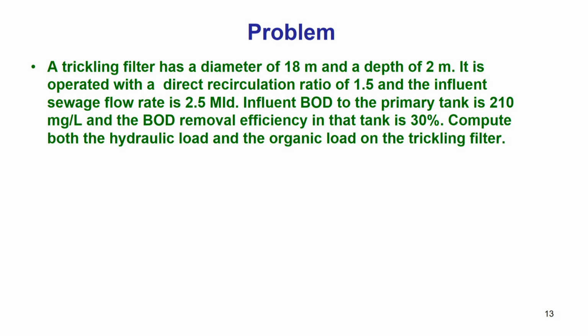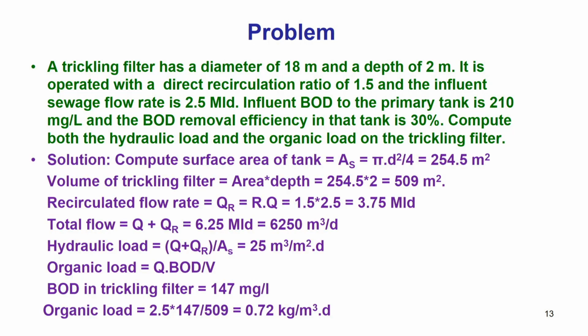So using the formulas we can do this. First we will compute the surface area of the tank. This is pi by 4 D square, where D is given as 18 meter. So we can calculate, this is 254.5 meter square. Volume is area into depth, so simply we can calculate that.